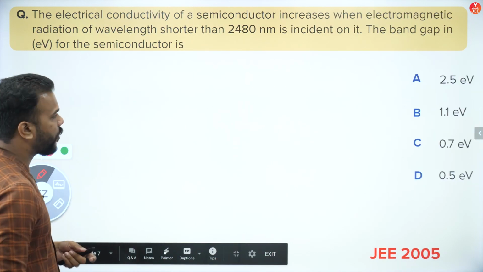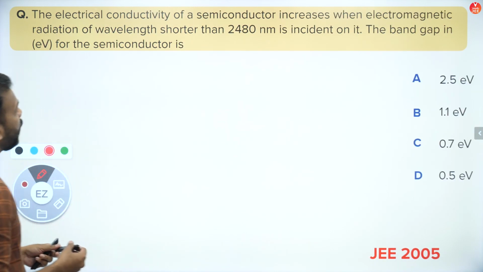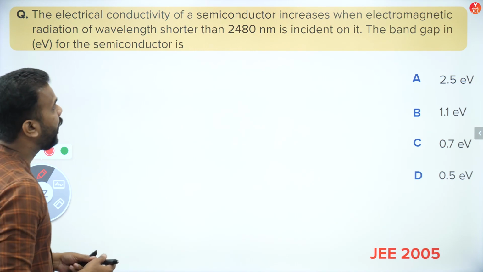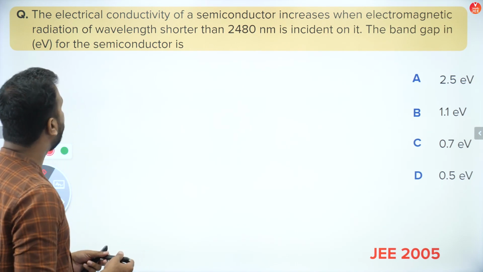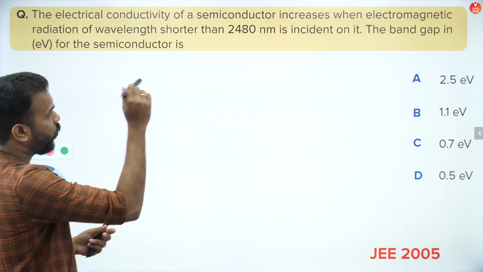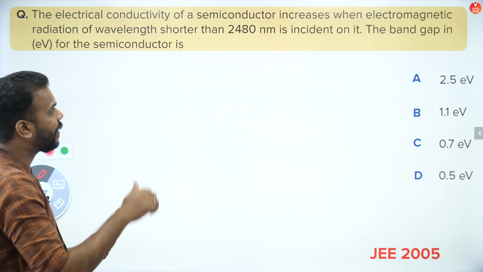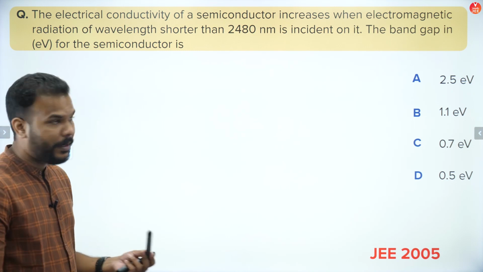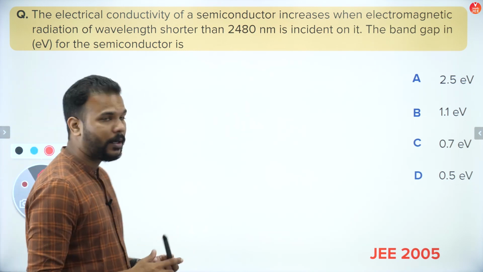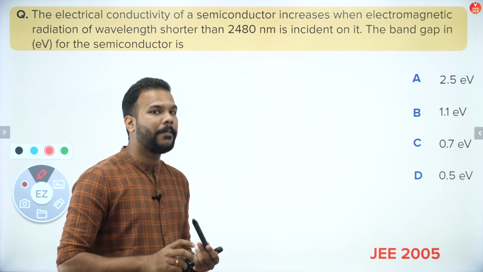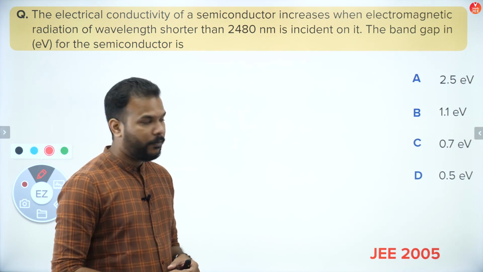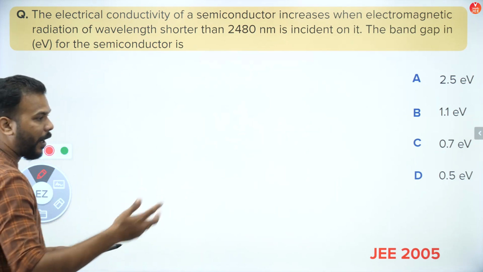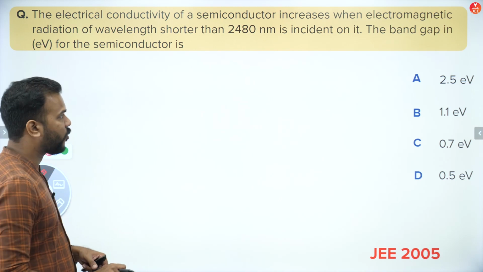Okay, now what you see in this question is that the electrical conductivity of a semiconductor increases when electromagnetic radiation of a wavelength shorter than 2480 nanometer is incident on it. So the band gap in electron volt for the semiconductor will be how much? So band gap is basically the energy gap which we have to find out, between the conduction band and the valence band for a semiconductor.